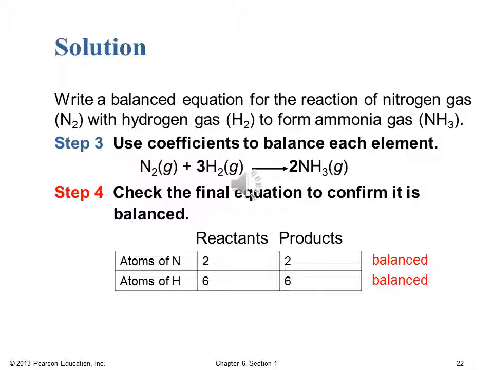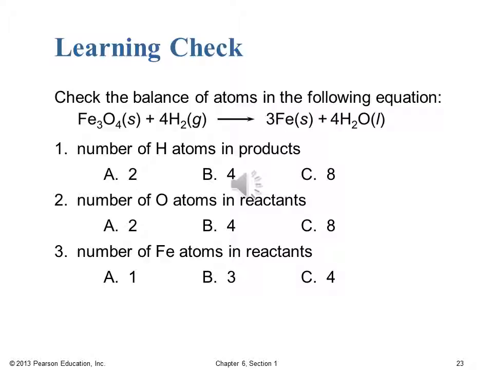Okay, so here we have, in this learning check, the challenge is to check the balance of atoms in the following equation. Fe3O4 solid plus 4H2 gas yields 3 Fe solid plus 4H2O liquid. Generally, when you have numbers, non-zero coefficients shown, you're probably dealing with a balanced chemical equation, unless you have something like an underline before one of the species where it's clear that your job's to find that coefficient. Here, we're probably dealing with a balanced equation.